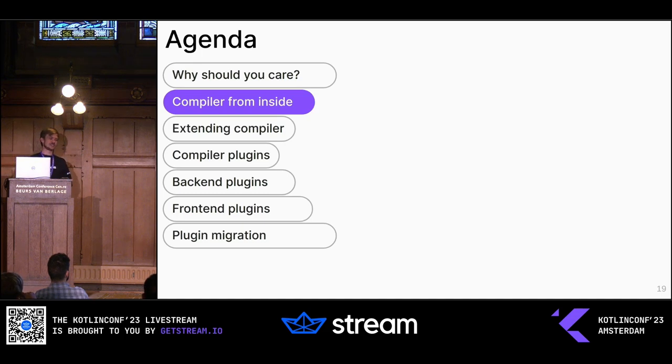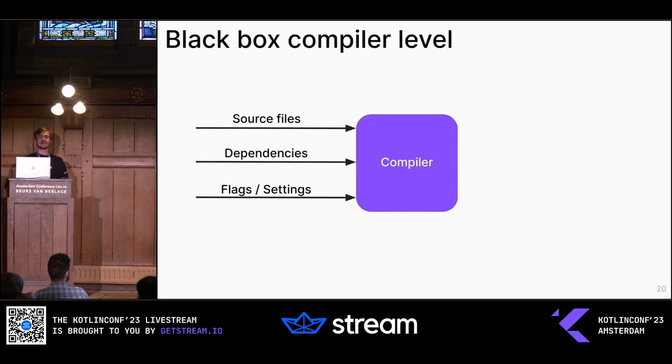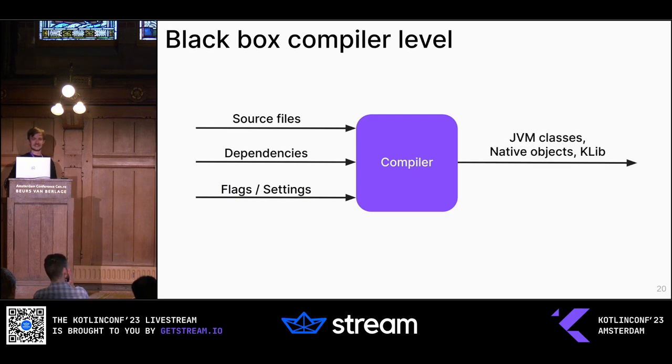Okay, to understand better how all this stuff works, let's consider the compiler from inside very briefly. At the highest level, the so-called black box compiler level, it's the easiest one. And here we can just say that the compiler has inputs and outputs. As inputs, the Kotlin compiler accepts source files, dependency files, for example jars, and some flags and settings. As outputs, it can produce JVM classes, native objects, and klibs, depending on the platform it uses.